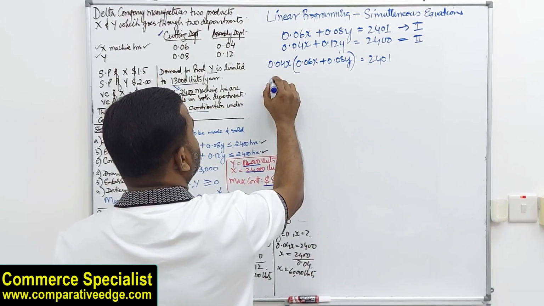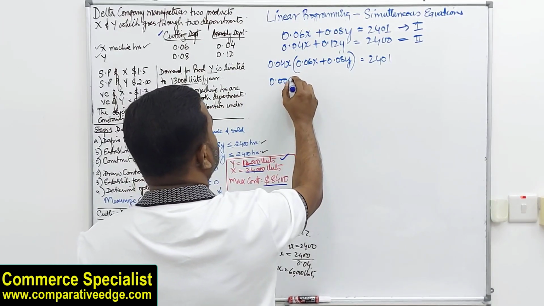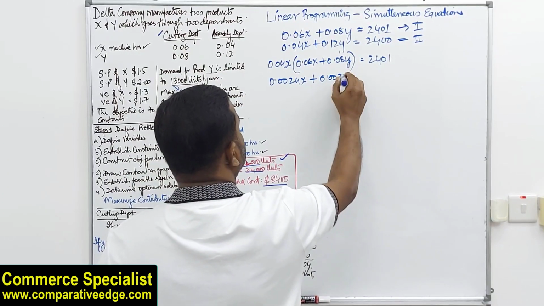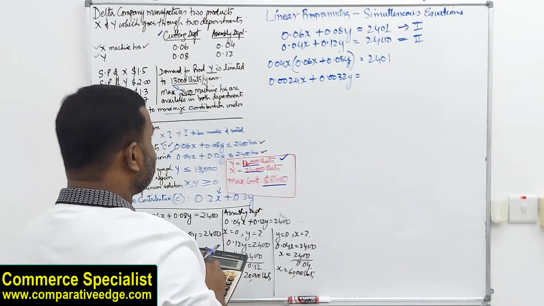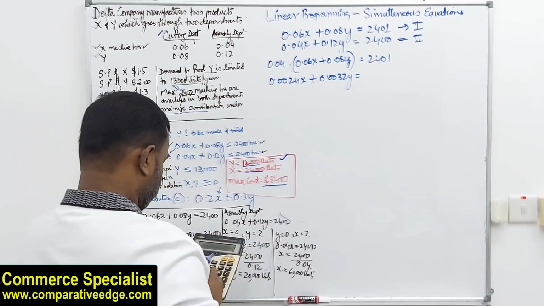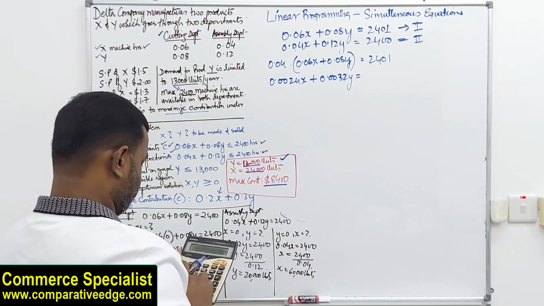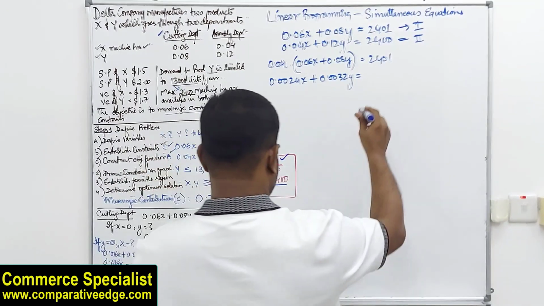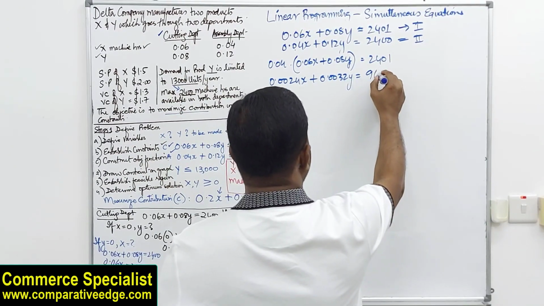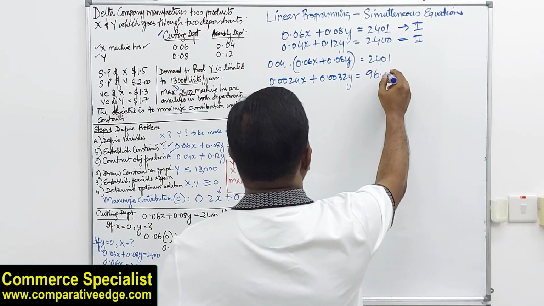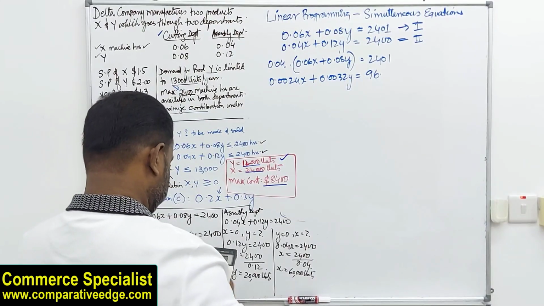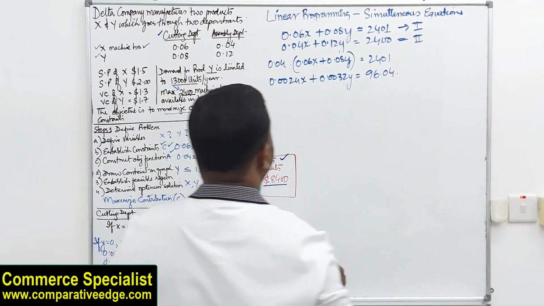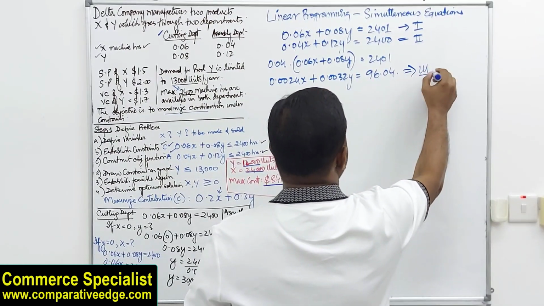So when I multiply, I'll get 0.0024x plus 0.0032y is equal to 0.04 into 2,401. This will give me 96.04. This becomes my equation 3.